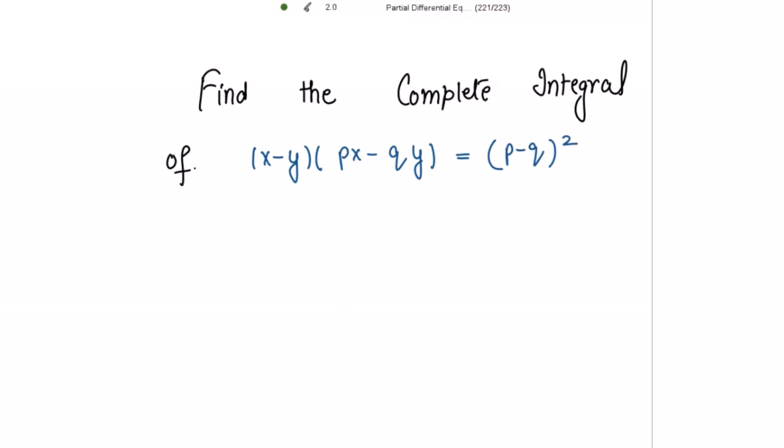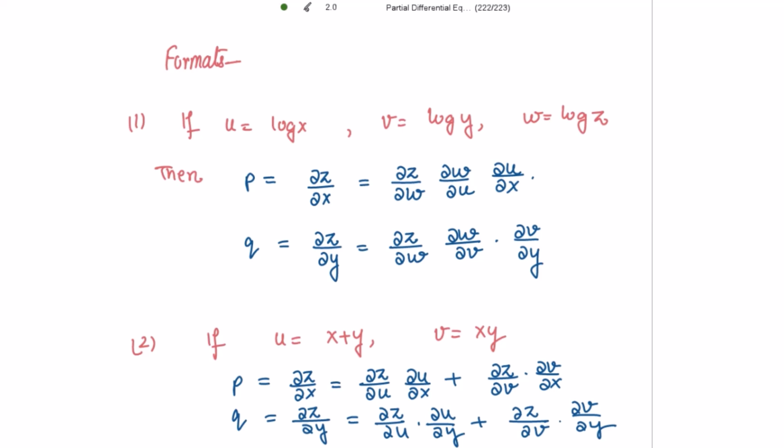Find the complete integral of this equation. Now, because I need to change this equation into the format f(P, Q) = 1, for that I need to consider what is capital P and what is capital Q. I need to choose this. For that we have 3 formats. Just remember them and then solve your question.